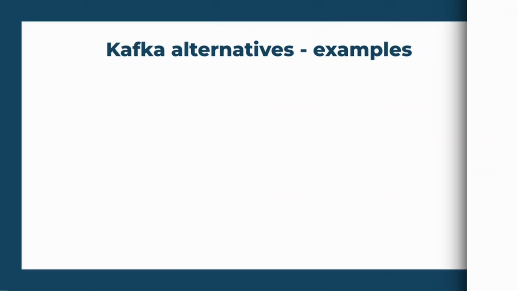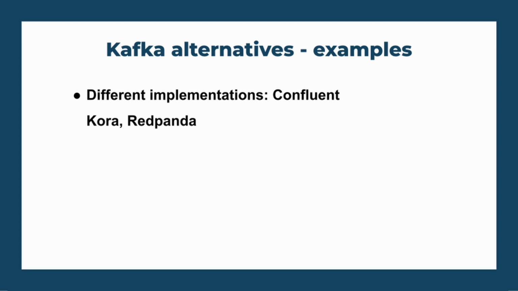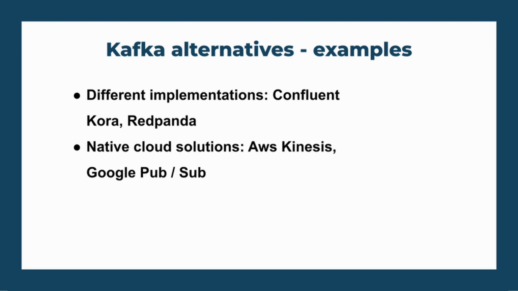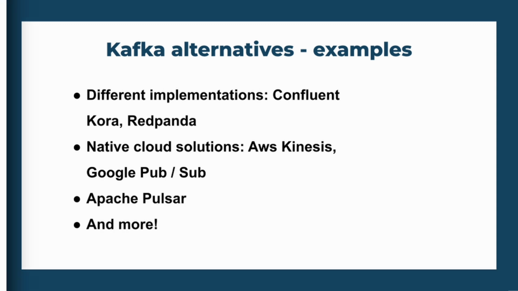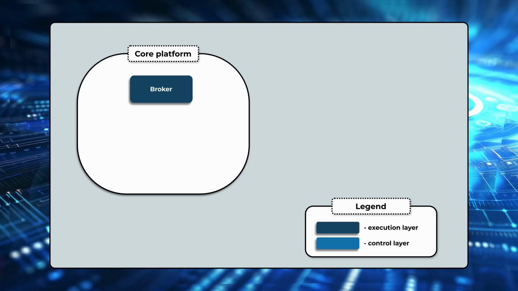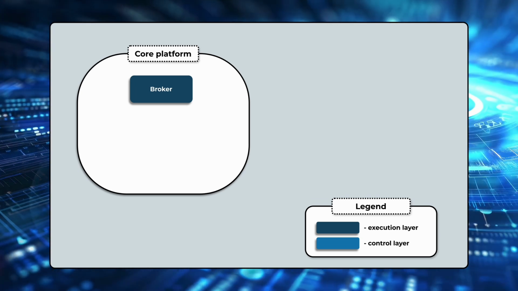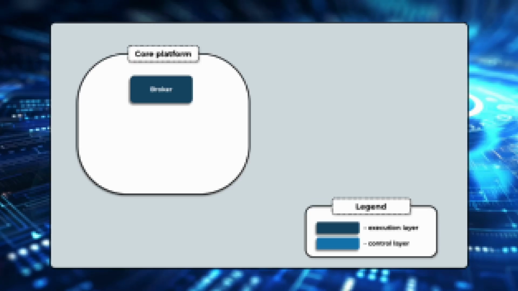Nowadays, there are many viable alternatives to using Apache Kafka. From different implementations like Redpanda or Confluent Cora, through native cloud streaming solutions like AWS Kinesis or Google PubSub, to Apache Pulsar, which is designed to be a single platform for both data streaming and messaging. Okay, with the broker function in place, we're able to publish and consume messages efficiently at high volume.